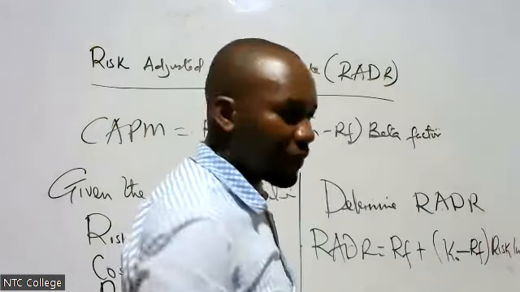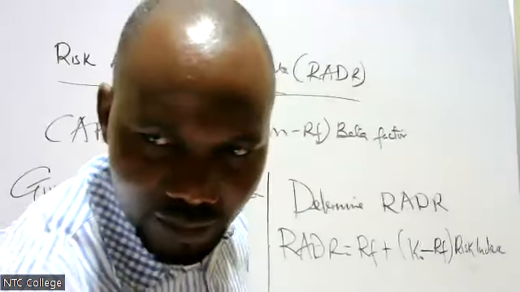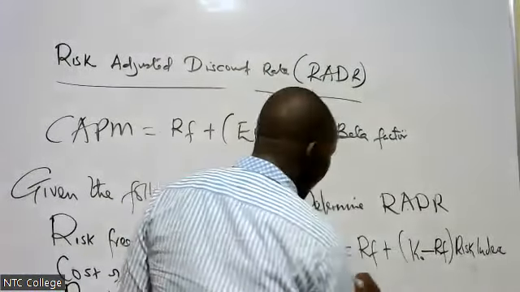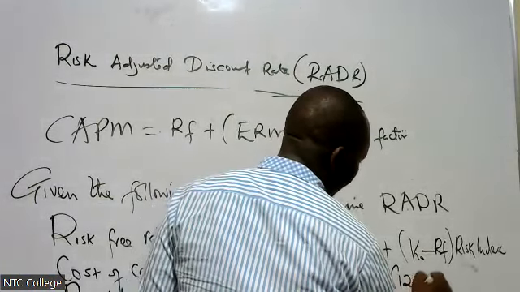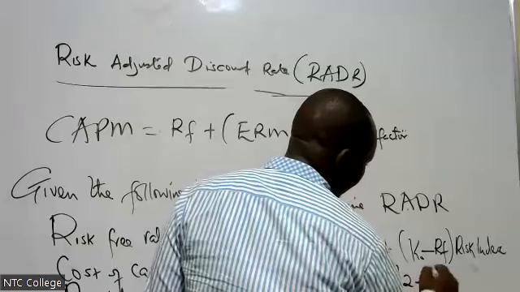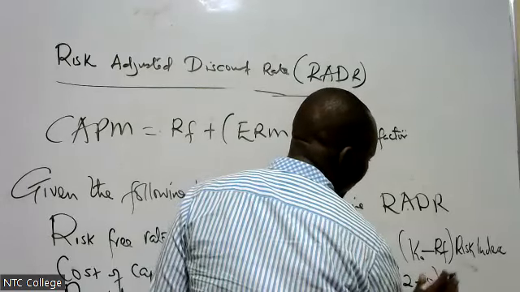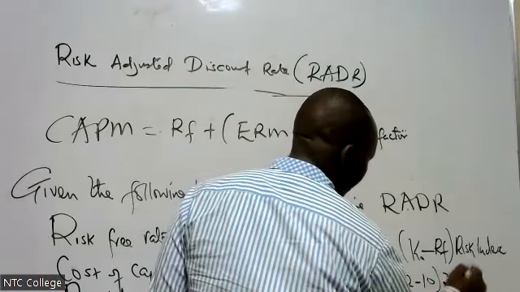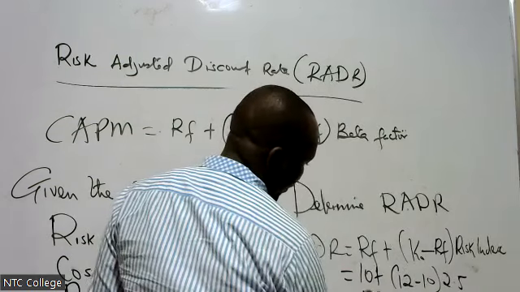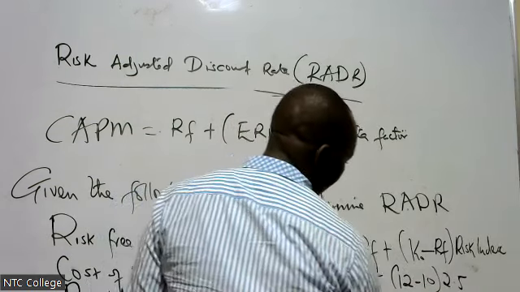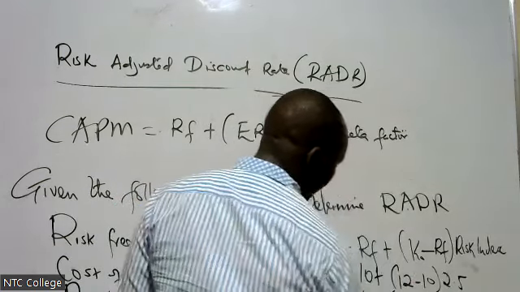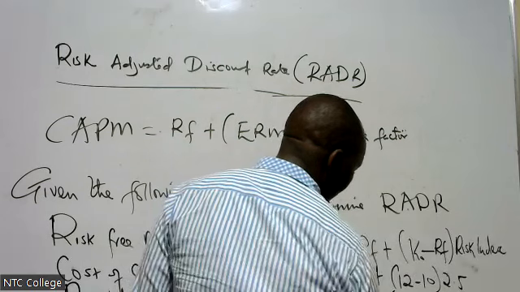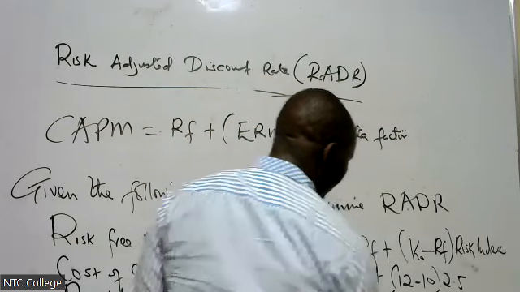Risk index. Now you come and replace it: 10 plus 12 minus 10 into 2.5. Then you come here, 10 plus, this is 2 times 2.5 is 5. So you have 15. That is the rate of return after adjusting for risk.